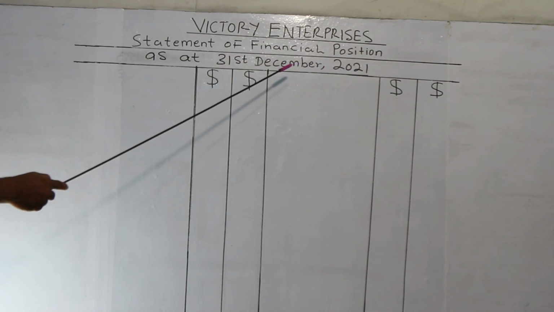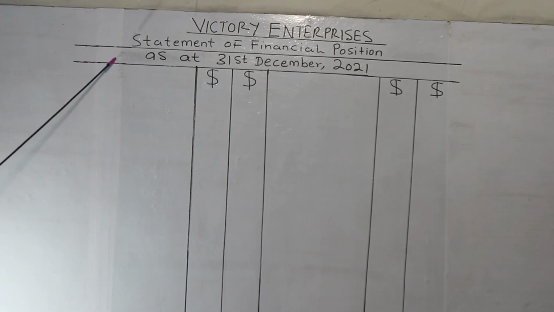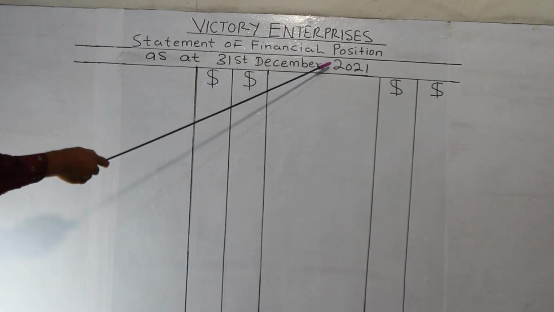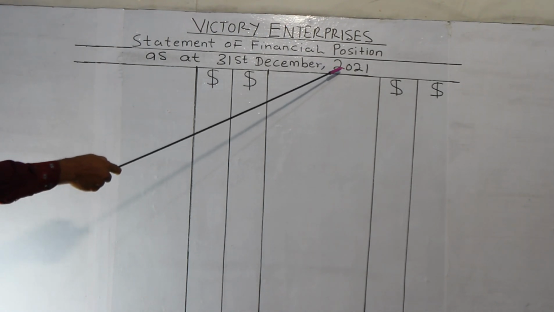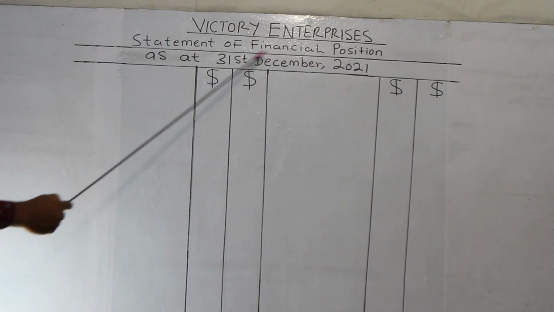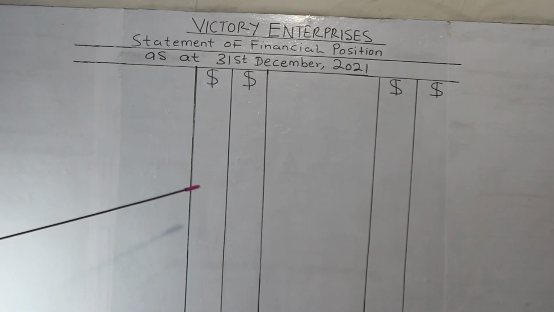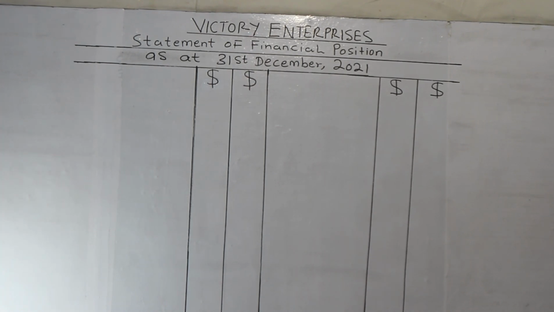This means that this business started by 1st January 2021 and will be ending the financial year transaction by 31st December 2021. Of course, accounting year is usually 1 year, 12 months. And we are preparing this for Victory Enterprises based on 12 calendar months.